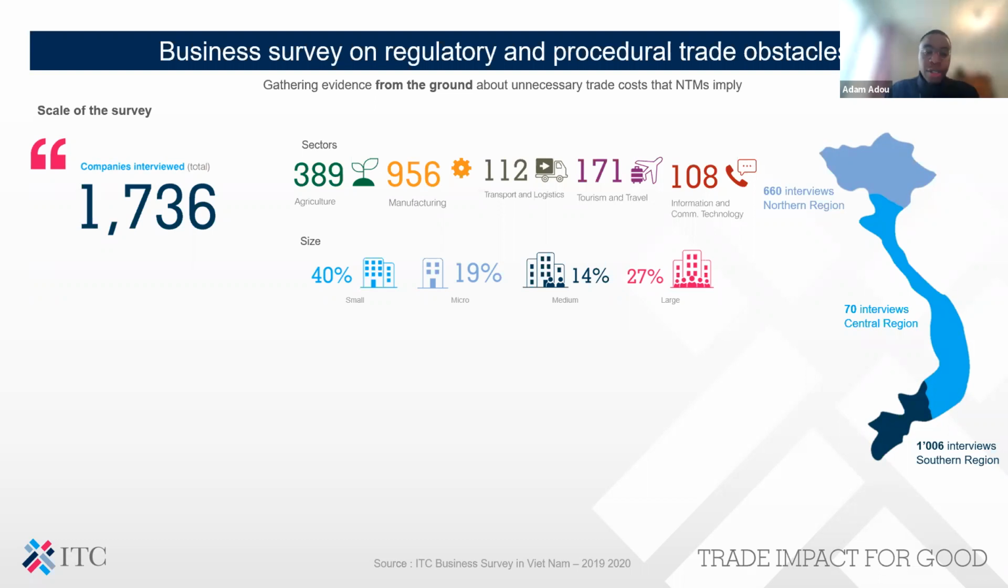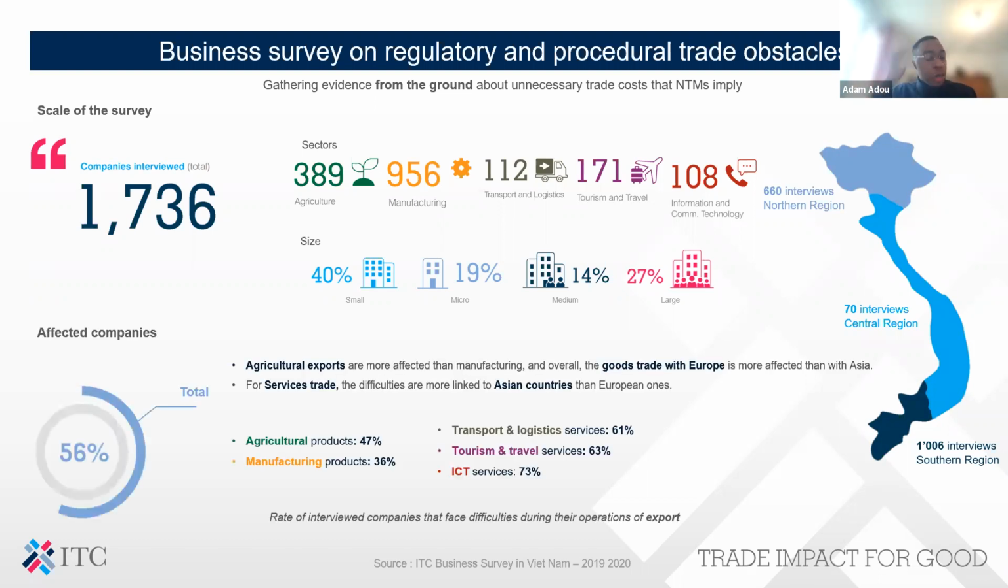So we interviewed more than 1,736 companies in Vietnam in order to understand what are the obstacles the companies face when exporting their products. We did it for goods and for services, and we found out that more than half of the exporting companies were facing obstacles regarding regulatory measures and regarding the procedures associated. So we did it in the whole of Vietnam, basically.